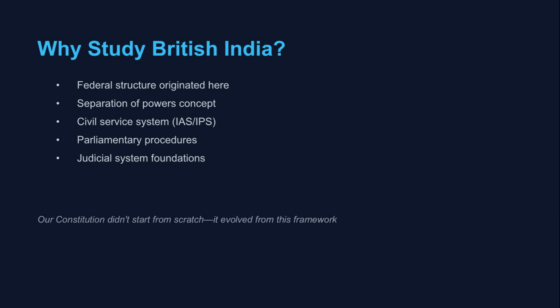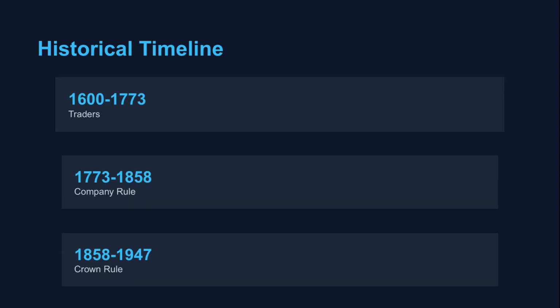Our prestigious civil service system, the IAS and IPS, traces back to the merit-based recruitment system introduced in 1853. Even our parliamentary procedures and judicial system were shaped by these British constitutional experiments. So understanding this history helps us appreciate how our constitution was not copied wholesale, but carefully adapted from this inherited framework. Let's establish a timeline to understand the progression.